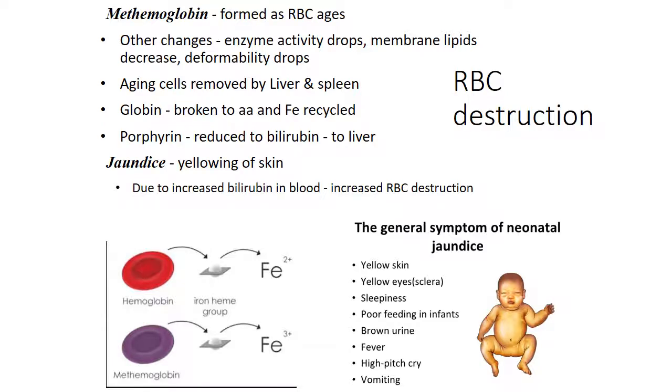Also, jaundice is a symptom that shows up in many other types of red blood cell irregularities, which we'll look at a little bit later on.